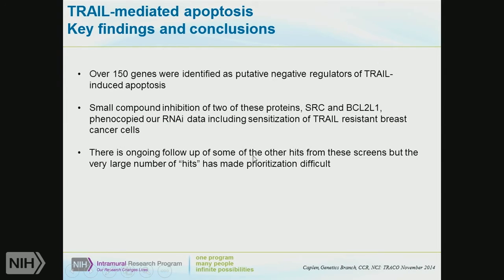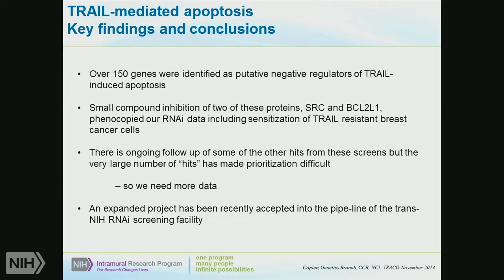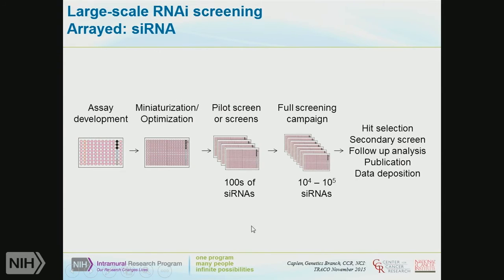So this was a very successful screen, and we were able to get some real hits out of it. But we found that trying to make sense of a lot of the hits was very, very difficult, and it made prioritization difficult. So what we ended up doing was deciding we needed more data. And this was one of the 37 projects that have either been accepted to or completed the pipeline for the trans-NIH RNAi screening facility, which spun out from my lab a few years ago.